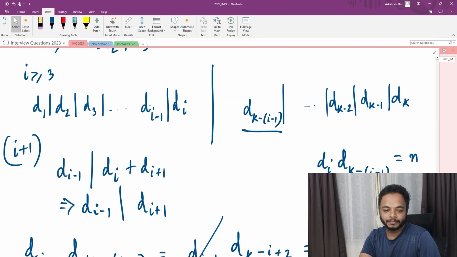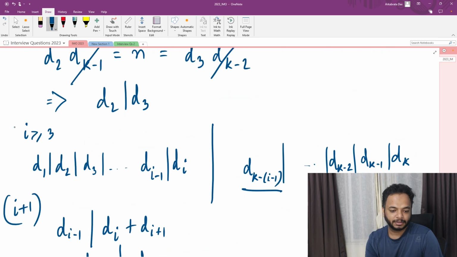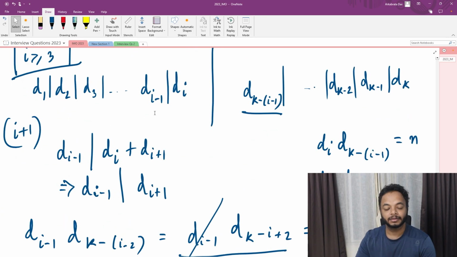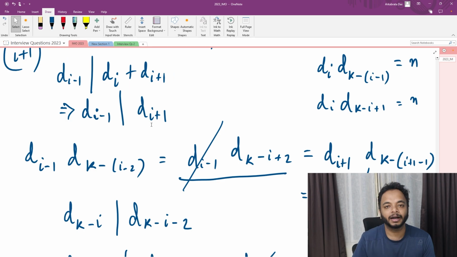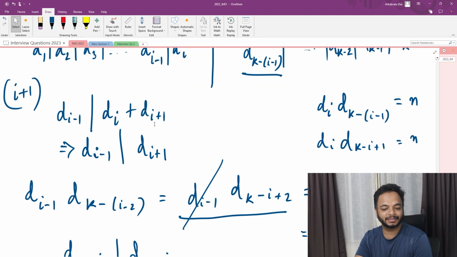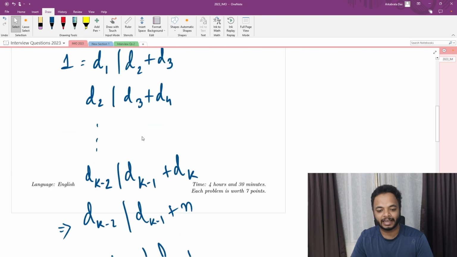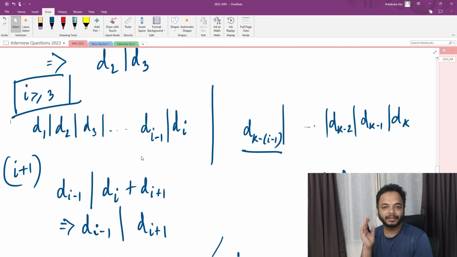Yes, where i is greater than or equal to 3, and so by the inductive process, I mean this is just induction, nothing else. Okay, so we are done. That is, we have proved that this relation happens, that every divisor divides the one next to it.